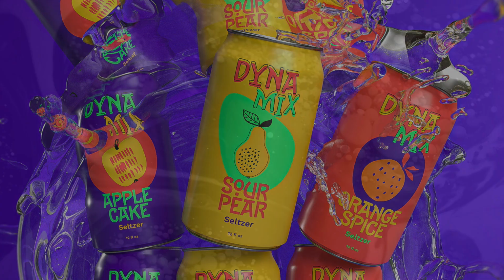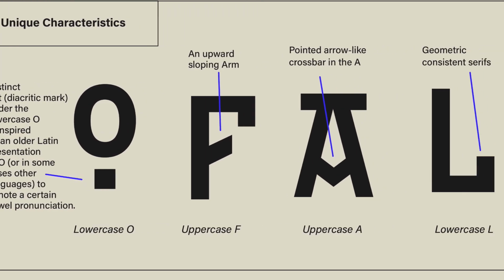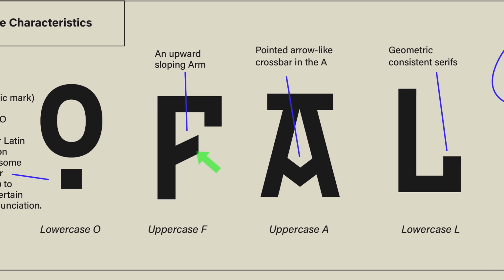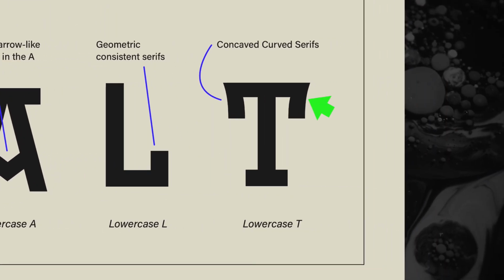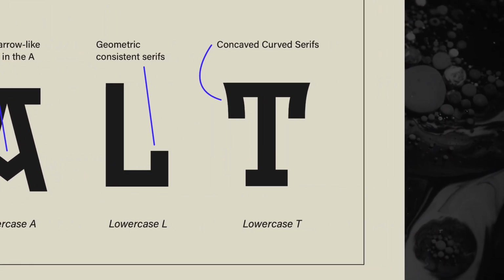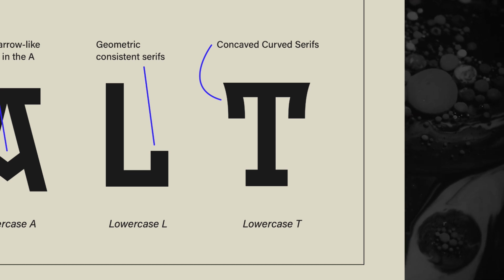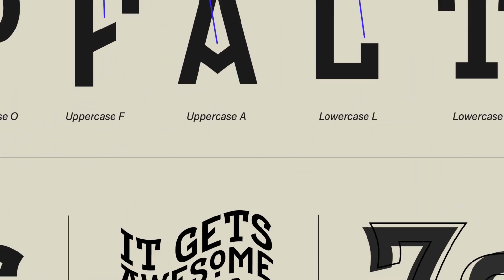It also has this really interesting diagonal stem, or in this case an arm, on the uppercase F, and also has a really interesting arrow-pointing style to the uppercase A. It almost looks like an arrow pointing down. Super unique. And you can see the concave curved serifs on the lowercase t. Once again, all very interesting. They have such unique characters in their uppercase and lowercase.